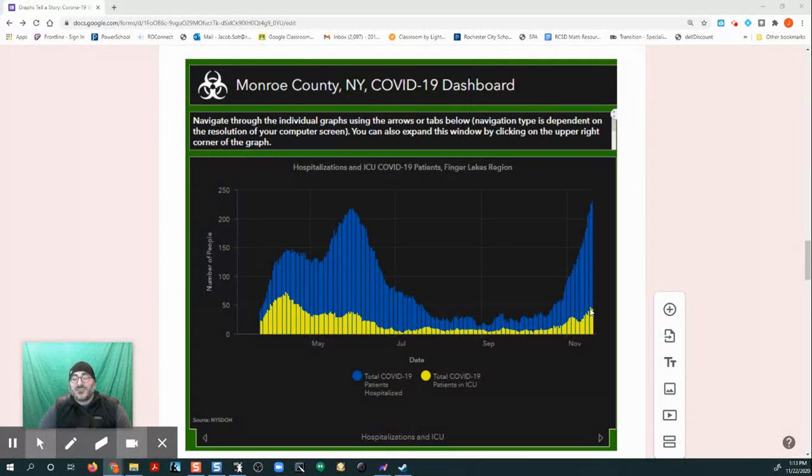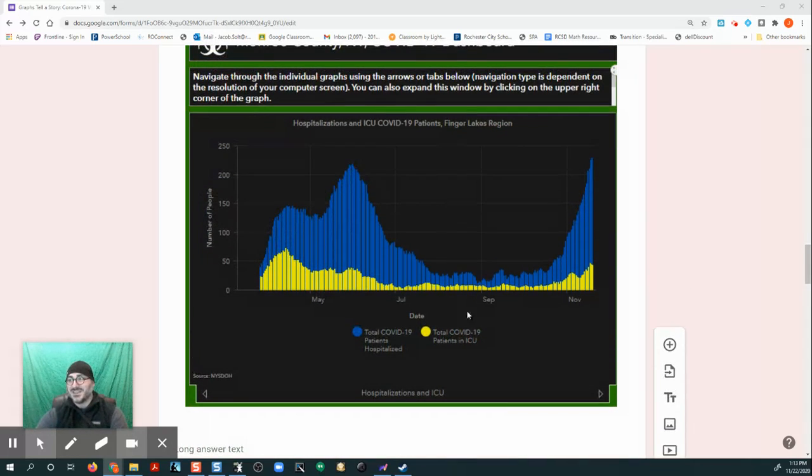You don't have to include everything I just said right now, but you want to tell this peak of the story, maybe this middle valley of the story, and then this peak at the end of the story, right? So you probably want about 3 sentences. You probably want to talk about hospitalizations and ICU COVID patients in the Finger Lakes region. You might want to talk about the difference between the hospitalized and hospitalized in the intensive care unit. And you might want to talk about some numbers in terms of people.